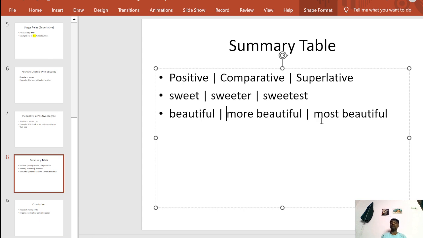The word itself tells superlative, which means nobody is beautiful like this.